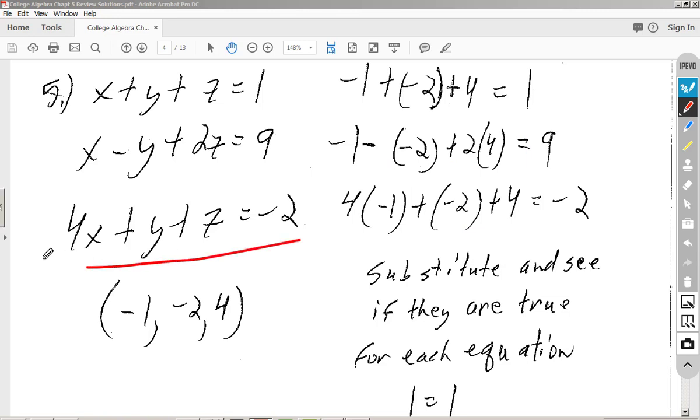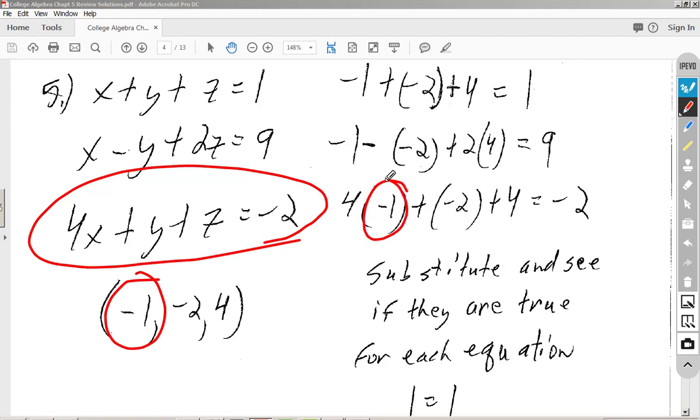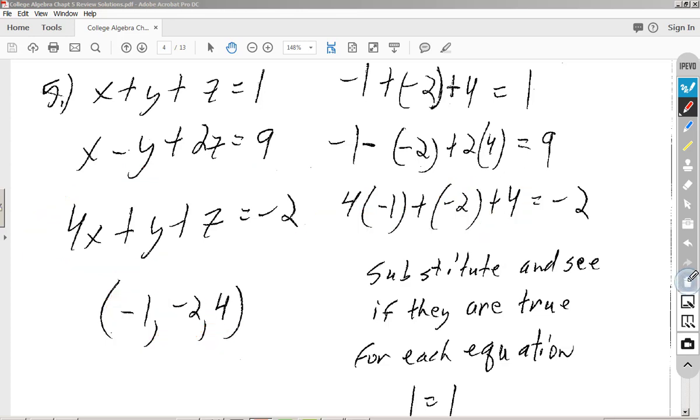Now, looking at my third equation here, I've got 4x plus y plus z all equals negative 2. So here's my x value, I substitute it in. Here's my y value, go ahead and substitute it in. And my z value, I substitute that in. Now simplifying it and solving it, see if it equals negative 2.